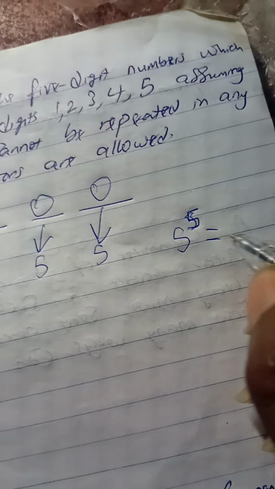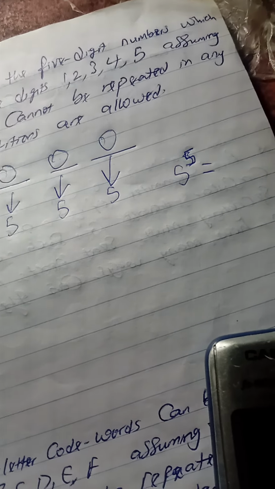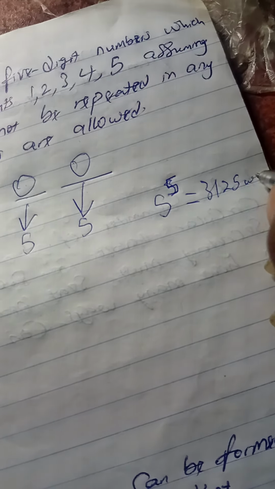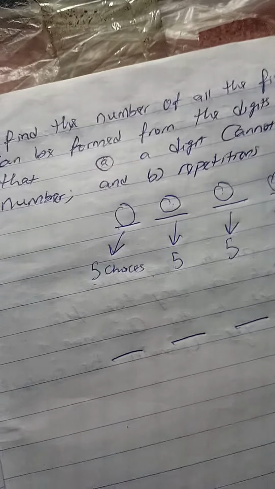So that's 5 raised to power 5, which is what? 5 raised to power 5. That's 3125 ways. 3125 ways. But if repetition is not allowed, now how many 5-digit numbers can we form if repetition is not allowed?